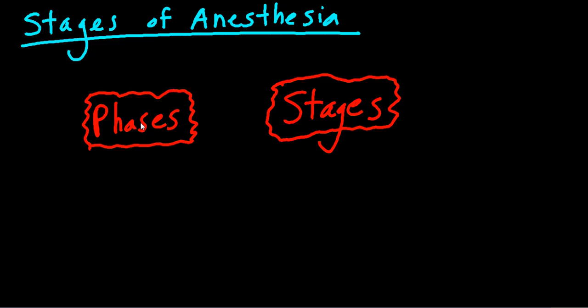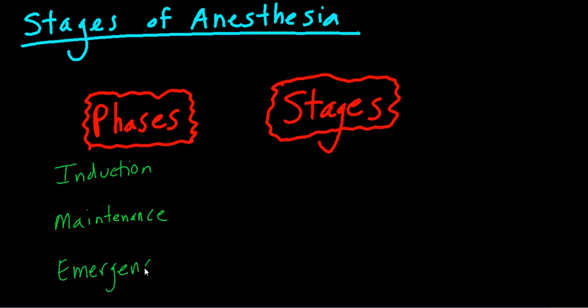This is going to be a basic video. We're not going to get into the intricacies of anesthesia. I just want to give a good outline of what we're talking about when we describe the phases in the stages of anesthesia. Based on Guedel's classification, there are different phases of anesthesia. This is going to include our induction, so putting the patient to sleep, maintenance, so keeping the patient asleep, and emergence, which is going to be waking the patient up after anesthesia. So this is going to be our phases.